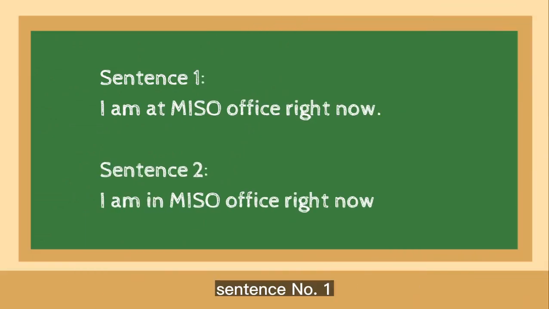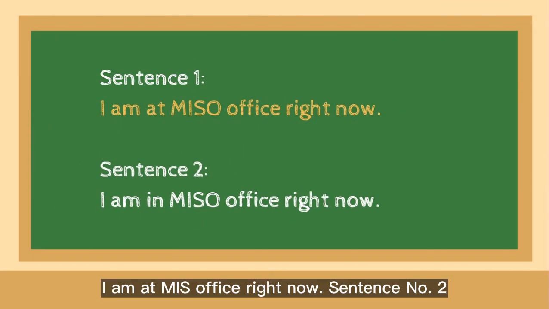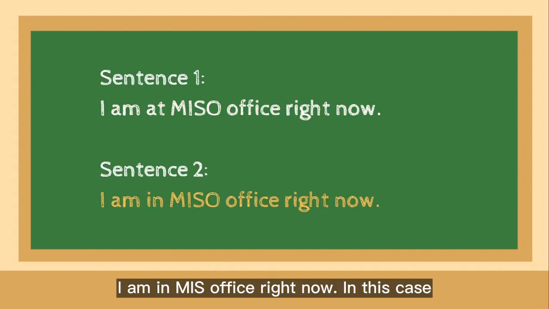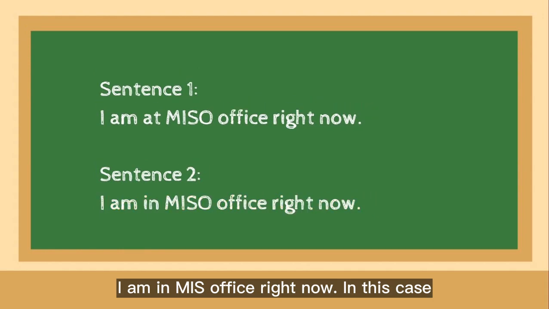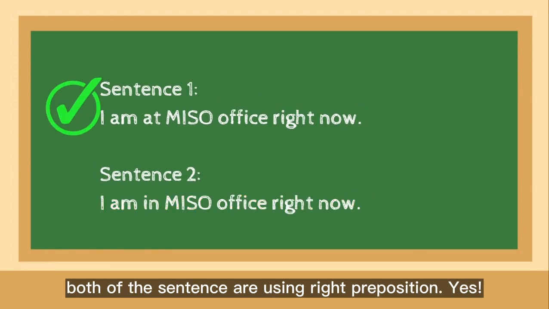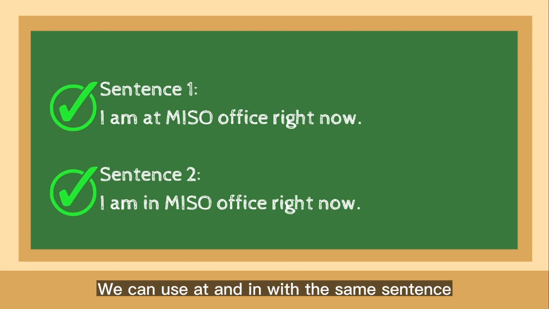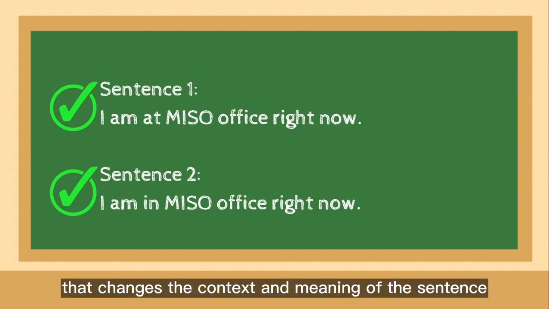Sentence number 1. I am at MIS office right now. Sentence number 2. I am in MIS office right now. In this case, both of the sentences are using the right preposition. Yes, we can use at and in in the same sentence, and it changes the context and meaning of the sentence.